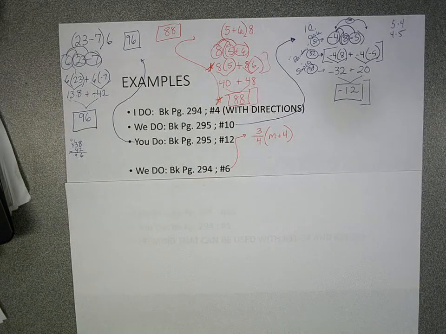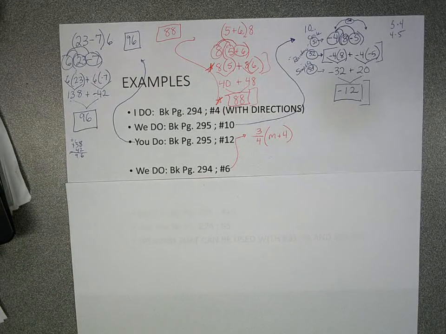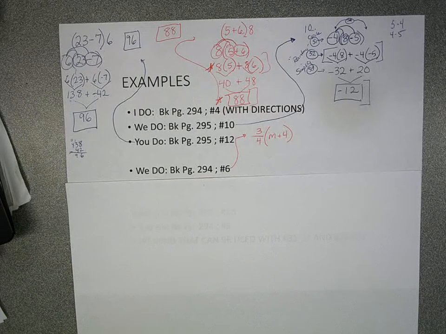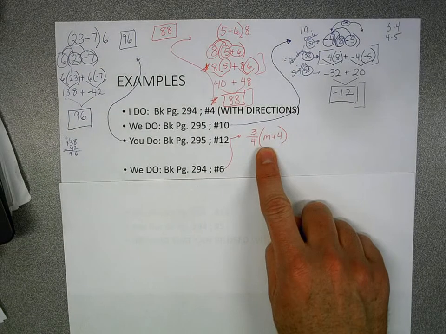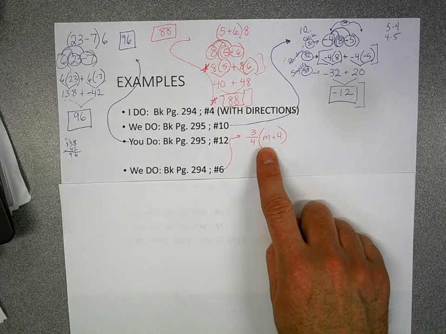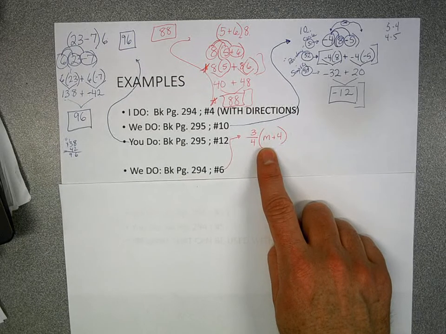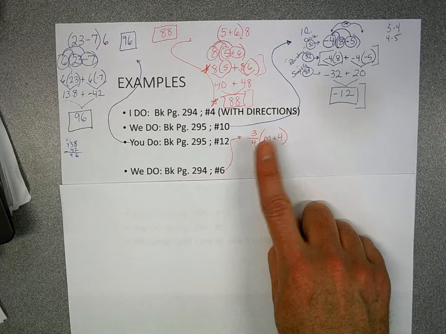On this, it says write each expression as an equivalent algebraic expression. Meaning they just want you to simplify this as far as you can go. We're not going to be able to simplify it all the way down because it doesn't tell us what the variable represents. They didn't define the variable, saying m is equal to 6 or something like that. Okay? So, here we go.